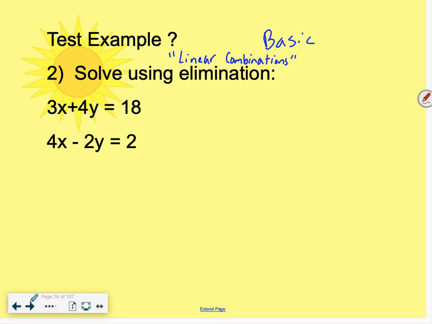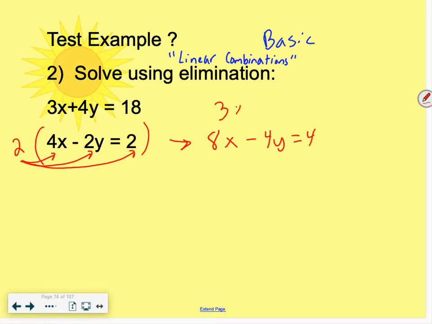So then you ask yourself, okay, if I add them right now, will anything eliminate? No. I'd get 7x and I'd get 2y. So I have to do some multiplying first. So I'm going to multiply the bottom equation by 2. And my thinking is that I will turn this y term into -4y, which is the opposite of positive 4y above it. So when I add these together, the y's will eliminate.